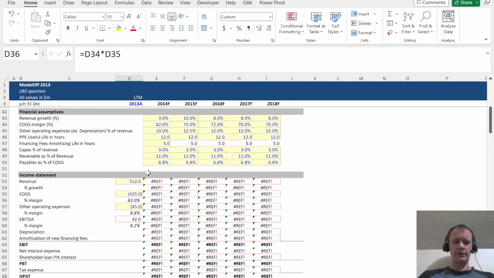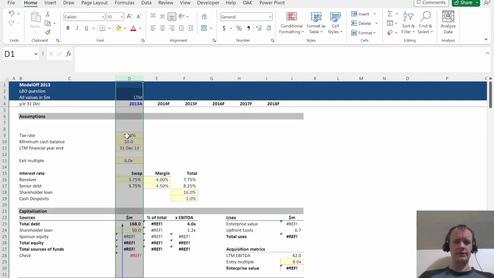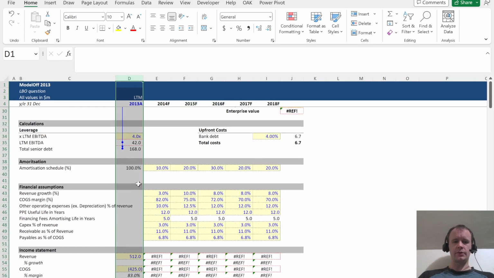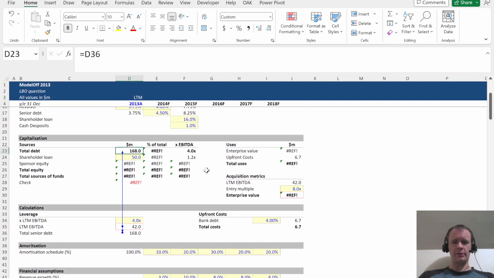Sorry, the labeling is not totally obvious, but this LTM here is telling you that 2013 actuals is what we take as the last 12 months, because the transaction date is the 31st of December 2013. Okay, so now we've got that working, then we come up here, and that gets that working as well.